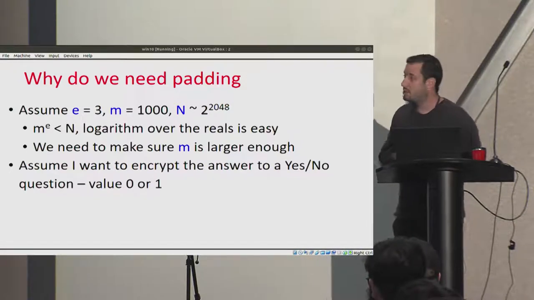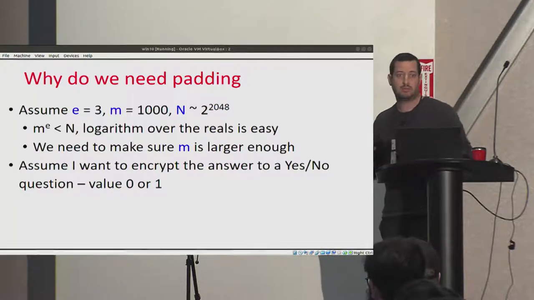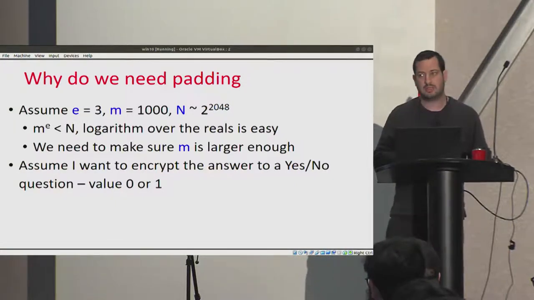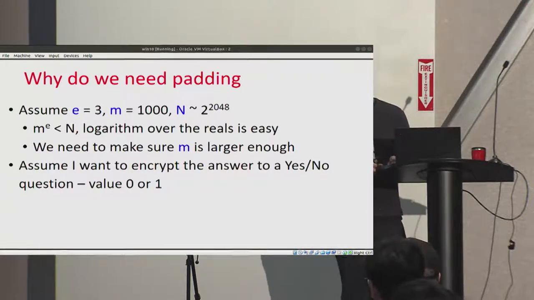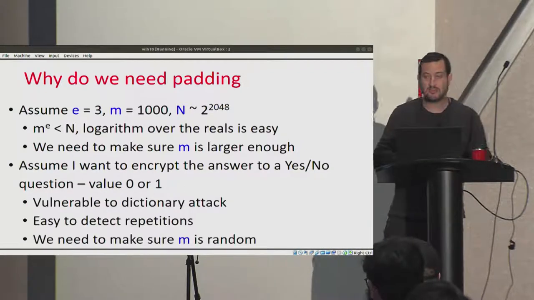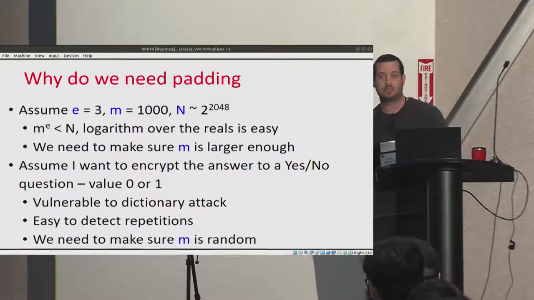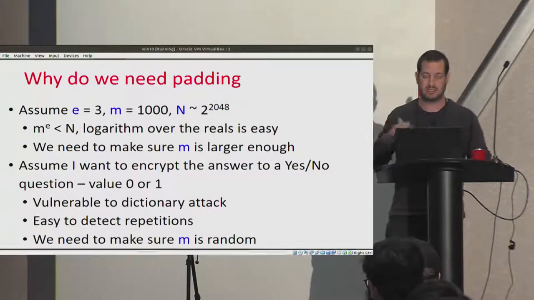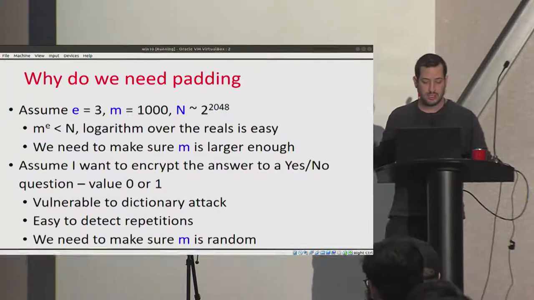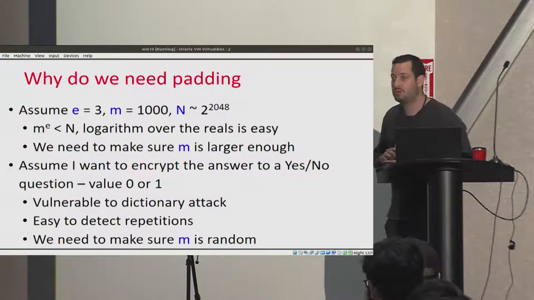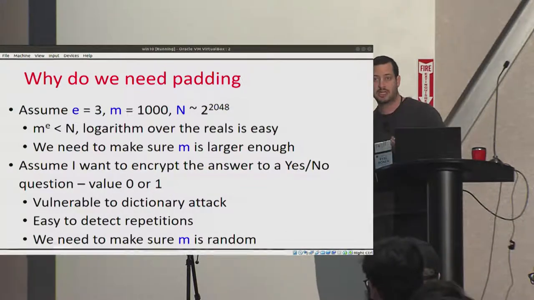Okay, now another problem. Let's say I want to encrypt information for my application, and my application can answer yes or no to a specific question. So it either encrypts the value 0 or 1. This is vulnerable to a dictionary attack, which basically means if I encrypt the value 0 multiple times, you can see that it's the same value each time, and it's easy to detect repetitions. So in order for our scheme to be secure, we need the value M that we encrypt to also be random.